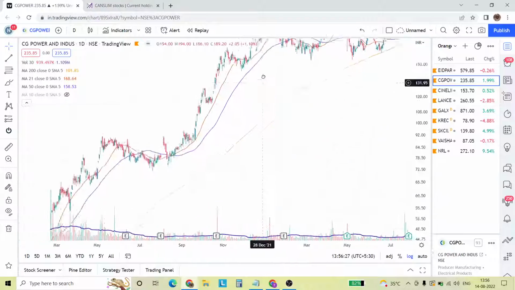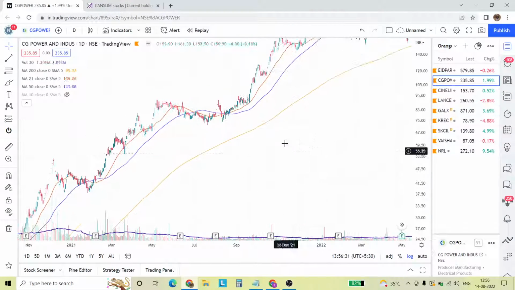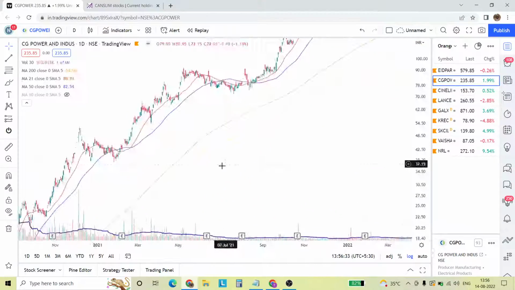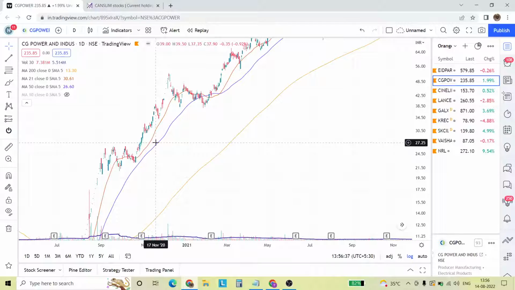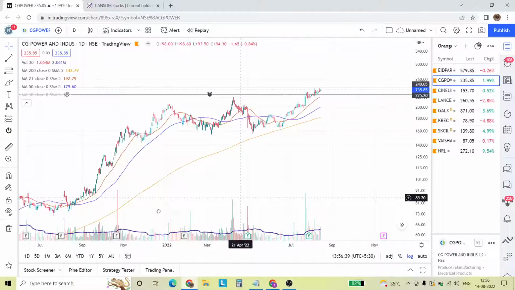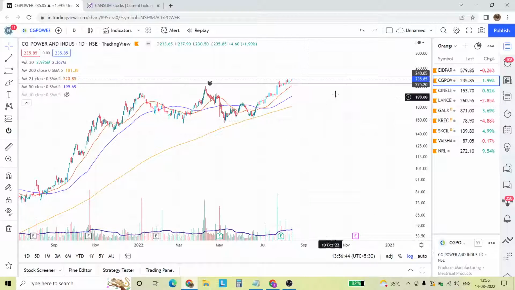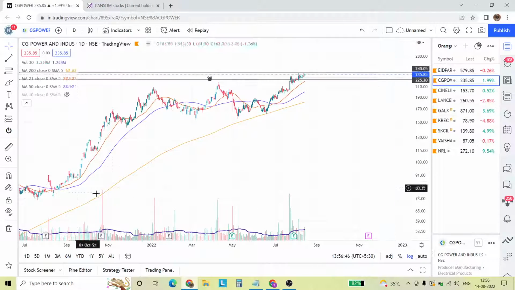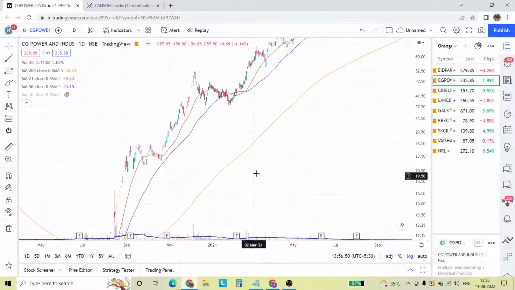See, this stock has been running, look at this. It has never once come below the 200 moving average. Why does a stock run like this? From 27, now it is at 240. That is almost 9-10 times, guys. And why does it happen?